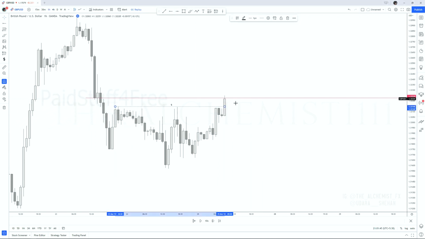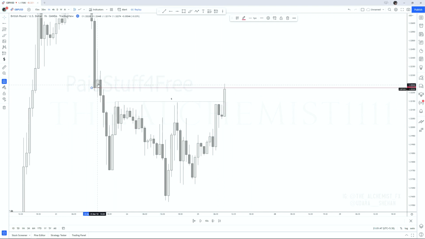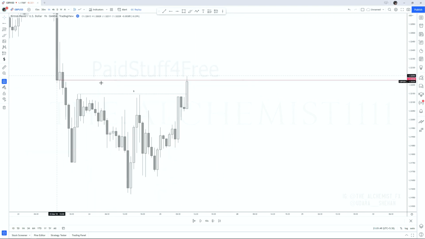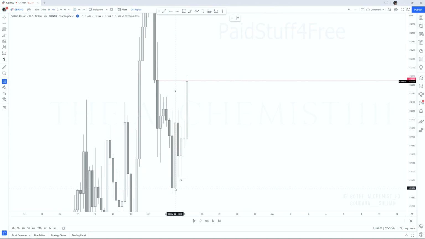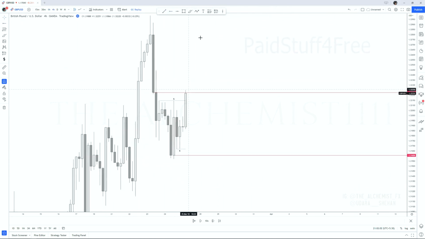Now look at this once again. This 4-hour rejection block was a 1-hour order block. See, that same exact thing. So what do we have in here? Equal lows, liquidity. And on this strong low, what's the point of interest you have? Rejection block once again. So I did not take the sell. I only took the buy.